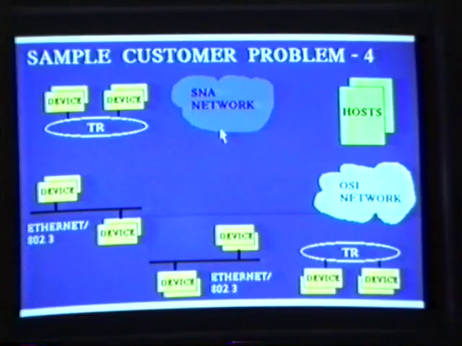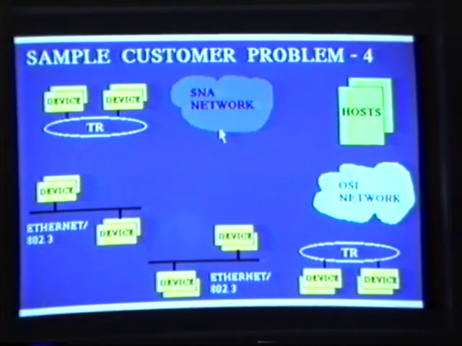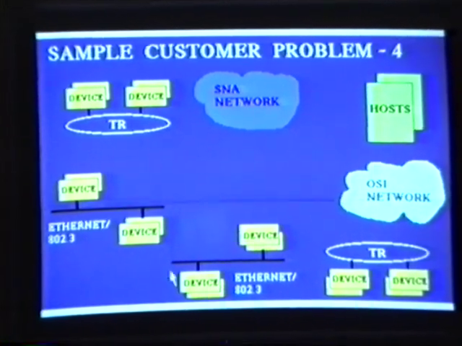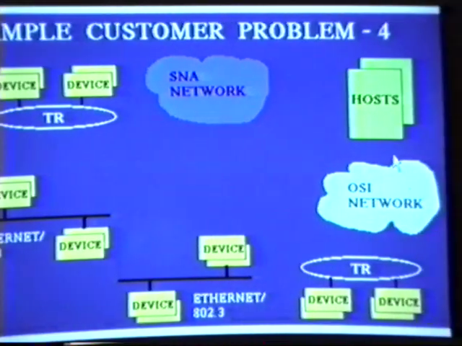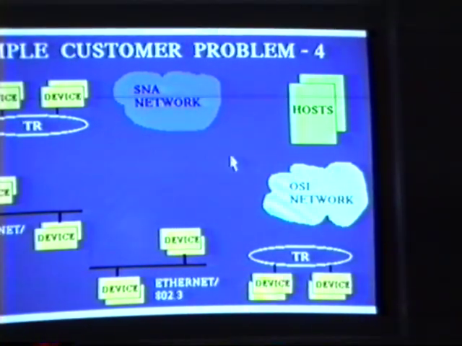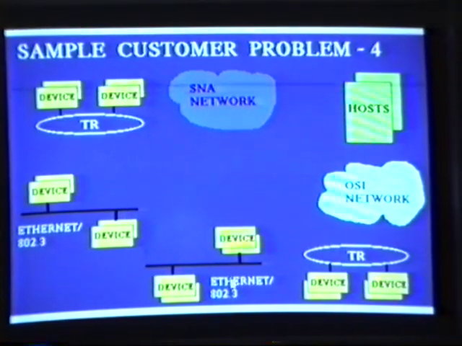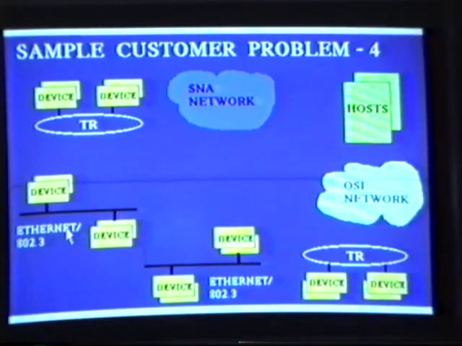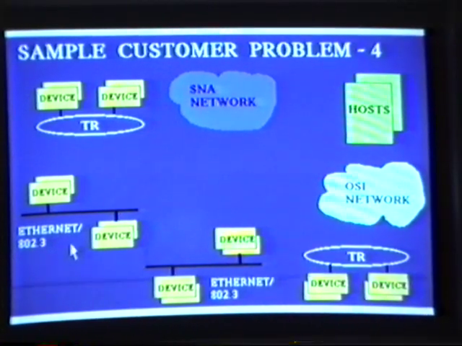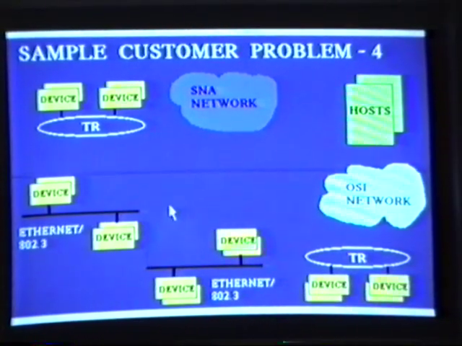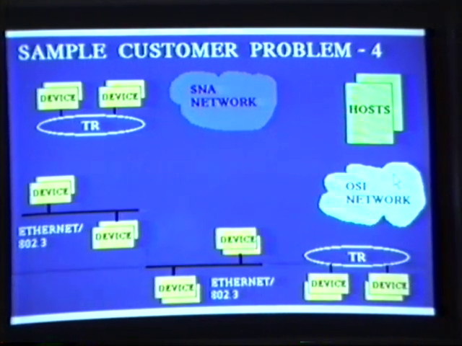This problem is related to bridging and gateways. The customer has multiple local and remote LANs, hosts, and networks. The requirement is to provide bridging across homogeneous and heterogeneous LANs. In addition, to provide gateway across networks and hosts.